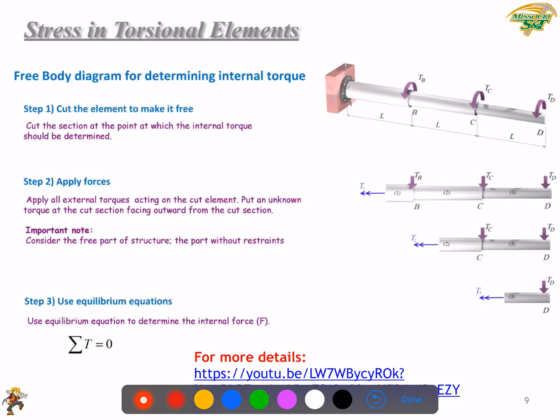Okay, in the first step of stress analysis, as we mentioned, we need to use a free body diagram to determine the internal torque. Here are the 3 steps to determine the internal torque in the torsional element. The first step of a free body diagram is always to cut the element to make it free. You have to find the point of concern first and then cut it, make it free, then apply forces and make them point outward from the cut surface. Okay, the same as the axially loaded element.